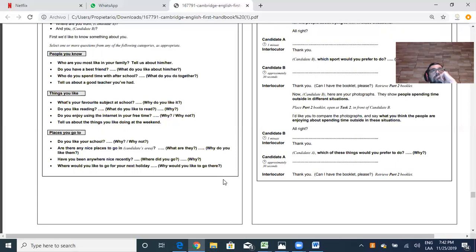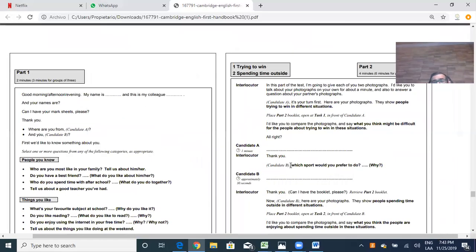And why would you like to go? Yes, there, Jose. I would like to visit that place because I have never been there, and so I would like to see how those beaches are. For example, I would like to visit Manuel Antonio. Okay, thank you, Jose.